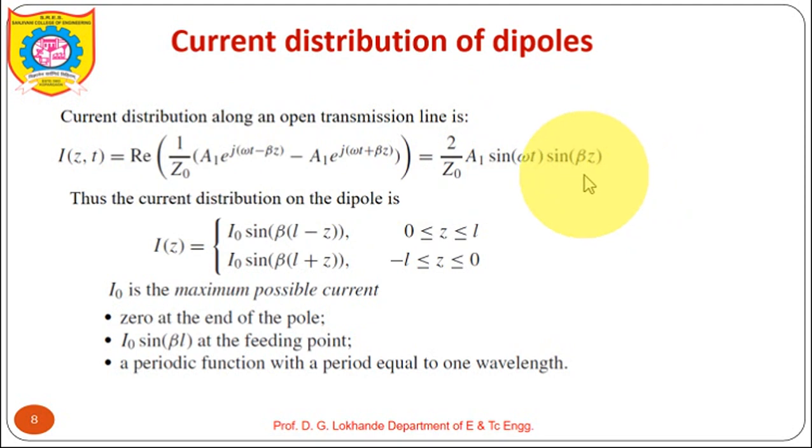If we observe the length of the antenna between 0 and L, then I of z will be I0 sine of beta times (L minus z). Whereas if the length is from minus L to 0, then it is I0 sine of beta times (L plus z). If we put z equal to 0, we get the maximum amount of current, I0, which is the maximum possible current. It is 0 at the end of the pole, I0 sine beta L at the feeding point, and a periodic function with a period equal to one wavelength.